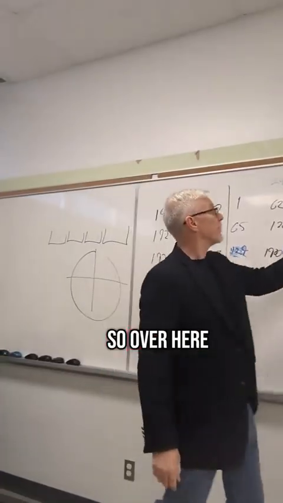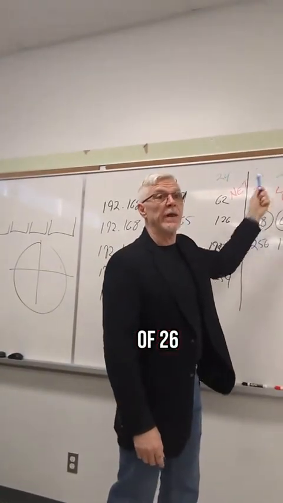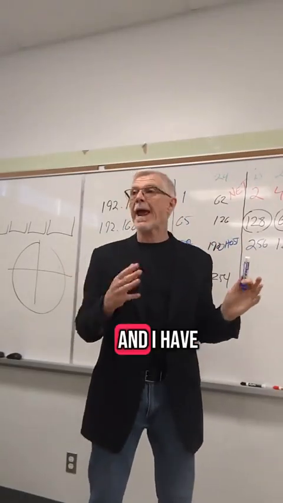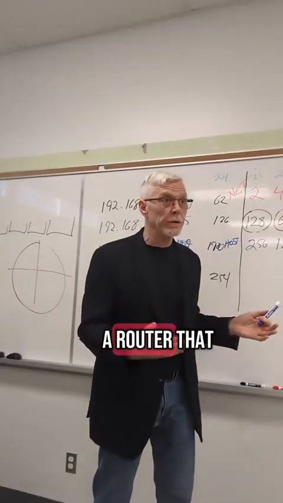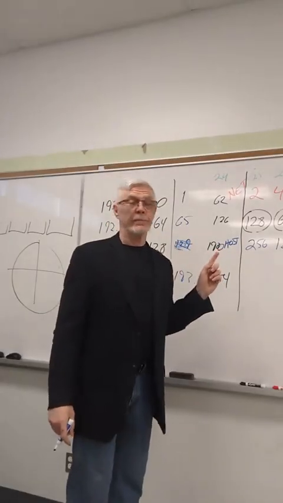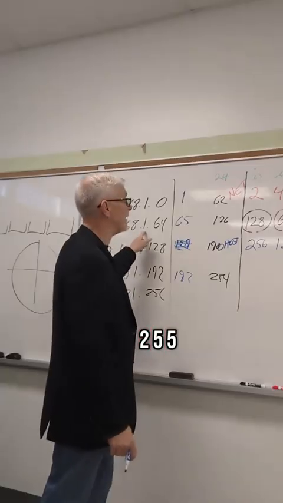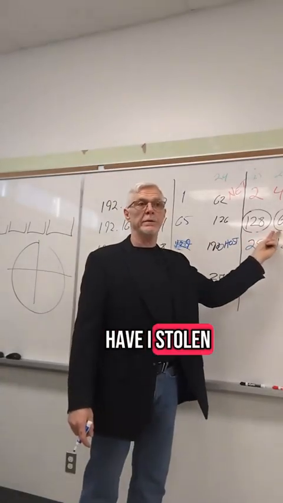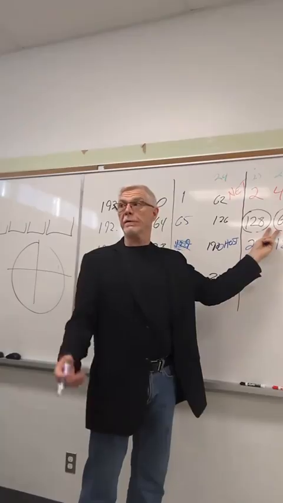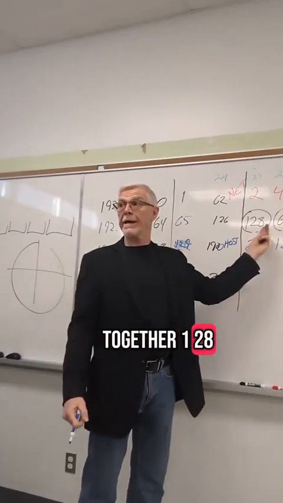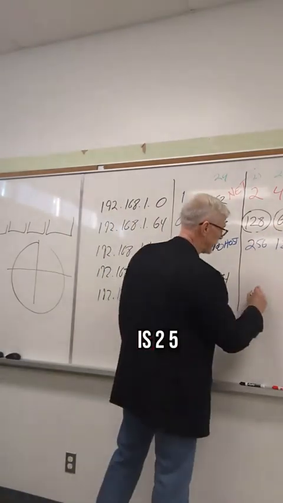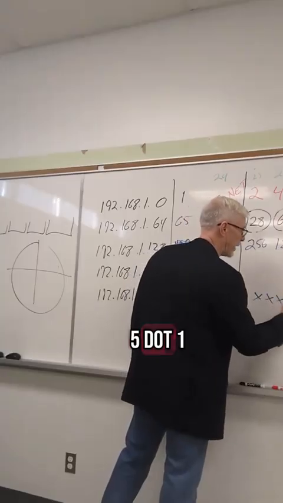Over here, it's a CIDR value of 26. That means 26 bits are involved in making the network IDs, and I have to tell the computer, in this case a router, that that's happening. What is my subnet? It's 255.255.255. How many bits have I stolen? 2. And what does the computer do with those bits? It adds them together. 128 plus 64 is? 192. Right. So my subnet mask is 255.255.255.192.